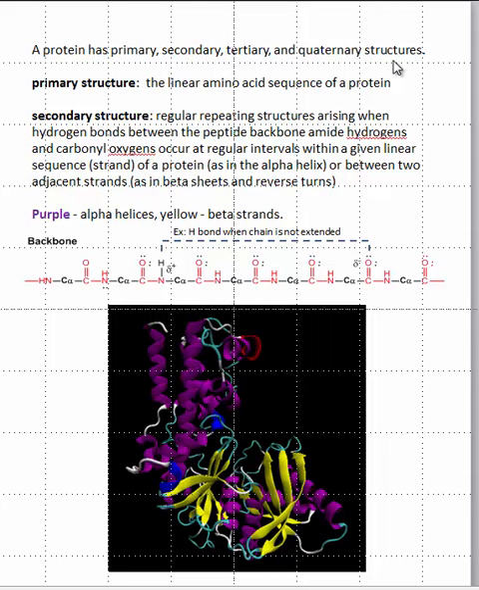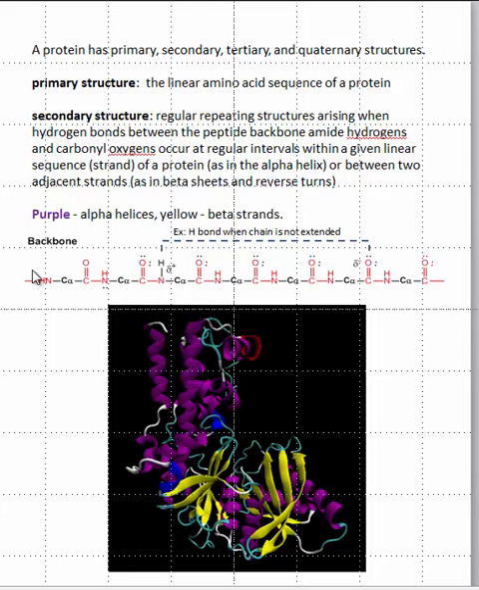Proteins have various hierarchies of structures. The primary structure of a protein is simply the linear amino acid sequence as we saw in the last slide. The secondary structure, something you've seen in biology, is when the protein backbone folds on itself in a repetitive fashion to produce repetitive structures, in which the repetitive structures are held together by hydrogen bonds within the protein backbone.